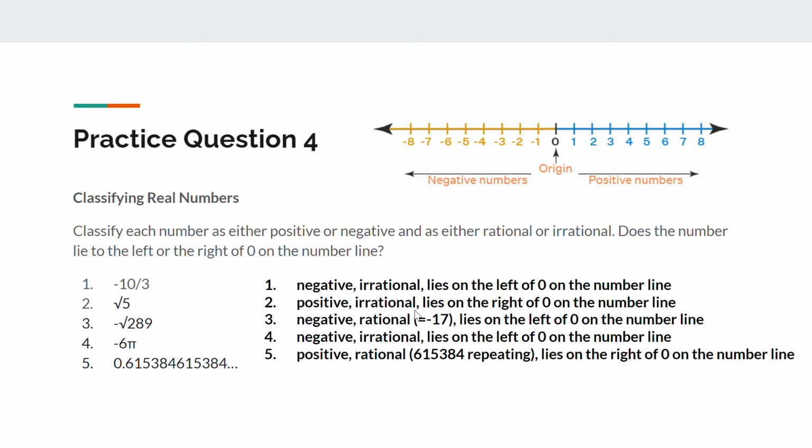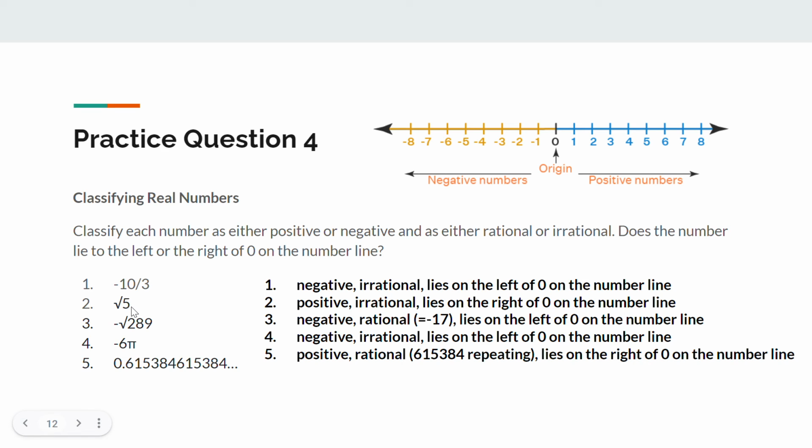And here are the answers. The first one is negative because it has the negative sign in front of the number. And it's also irrational. Even though there are integers on top and at the bottom of the number, it's irrational because when you calculate it, you get numbers that don't repeat and go on forever. So it's irrational, and it lies to the left of 0 on the number line since it's negative.